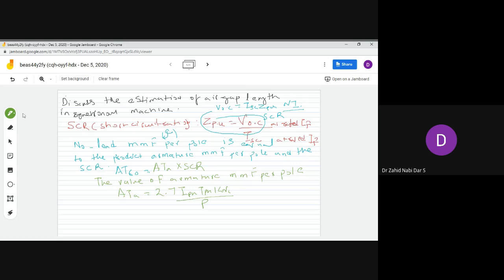The MMF can be estimated by assuming a suitable value of SCR. So we will assume a suitable value. What does that suitable value mean?